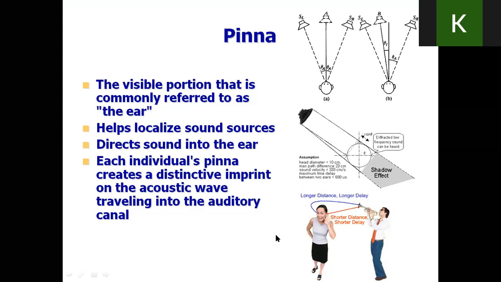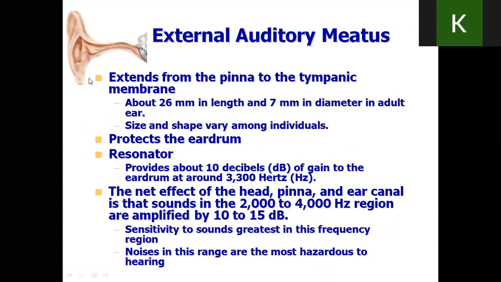Simple physics. Now, external auditory meatus means this whole pipeline, or you can say the canal, up to the eardrum. It's quite long as compared to other parts. नुसता meatus म्हणजे होल नाही आहे, तो लेंदी आहे. Extends from the pinna to the tympanic membrane. Tympanic membrane means eardrum, and it is about 26 millimeter in length, म्हणजे 2.6 centimeter. Okay, and 7 millimeter in diameter in the adult ear.